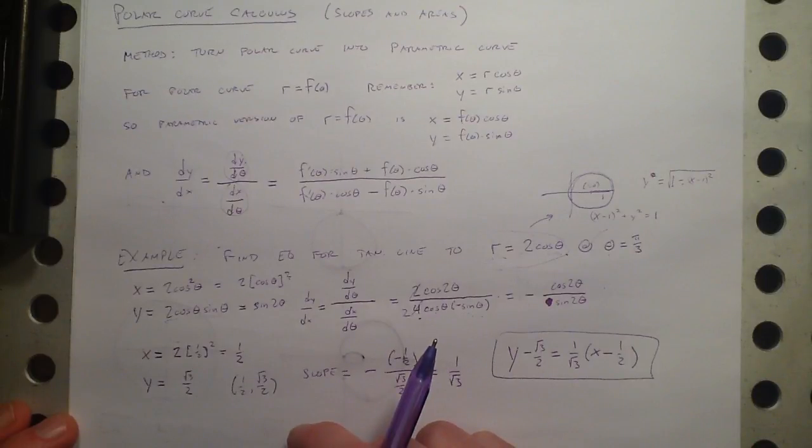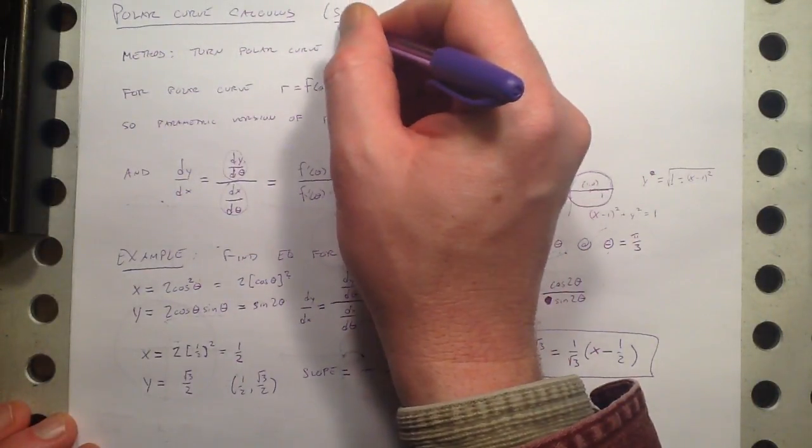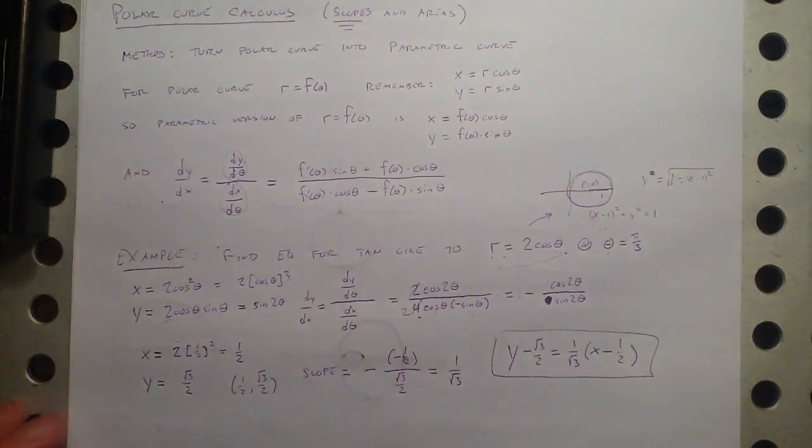Let's see, do I want to do the area in this video as well? I think maybe I want to make that a separate video. So that's how you do slopes. And I'll cut this one off so we can have it stand alone as that. And we'll do areas in another one.